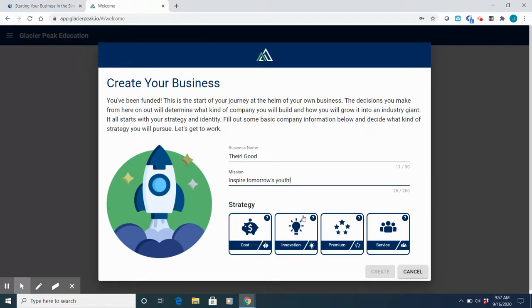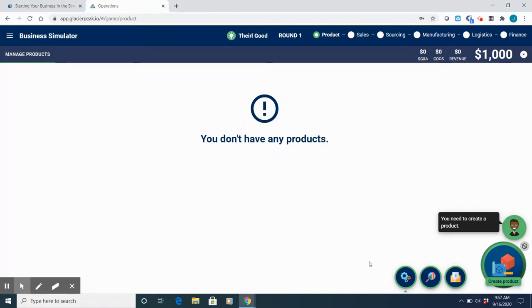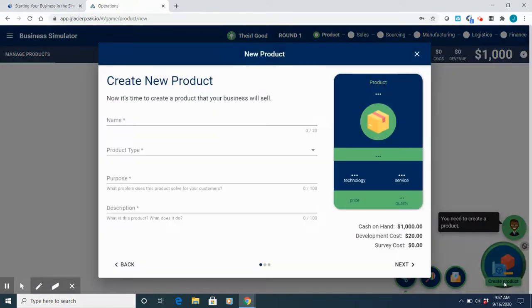And then you have to decide on a strategy. So my strategy would be an innovation strategy. Again, these things come from that pre-work that you did earlier this week. You're going to be prompted that you don't have any products to sell. So you need to create a product. You can always keep this little guy on. I'm going to create a product. Again, from our pre-work, you can create this product, okay?